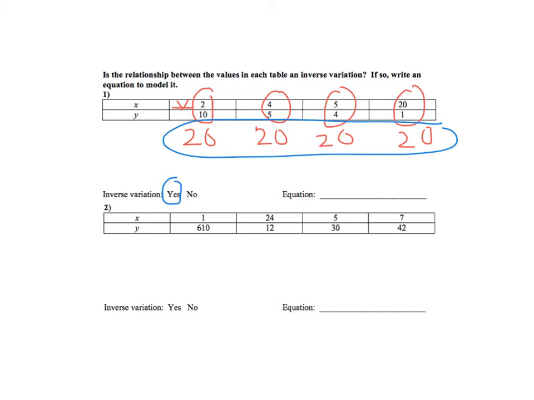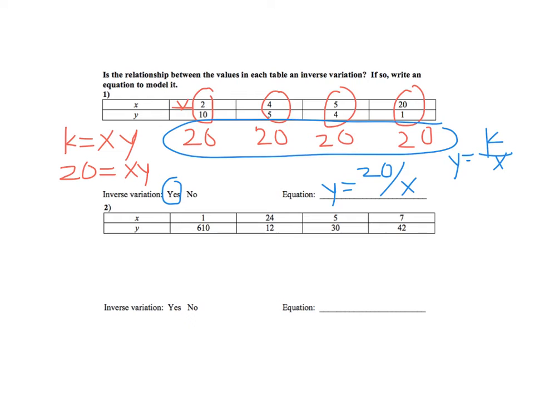And then we have to write an equation. Now remember we had this equation that said k equals xy. Well, we just multiplied xy, so we know that k has to equal 20. So we have 20 equals xy. Now you could leave it like that. I think more traditionally your equations are something like y equals k over x. So if we do that, we'd have y equals 20 over x. And that would be your equation.